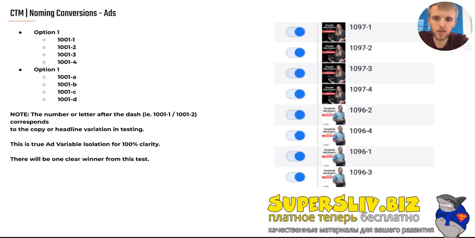And remember, the number or the letter for the dash after 1001, for example, corresponds to the copy or headline variation that is in testing. This is true ad variable isolation for 100% clarity. And there will for sure be a very clear winner from this test between 1097, 1, 2, 3, and 4.